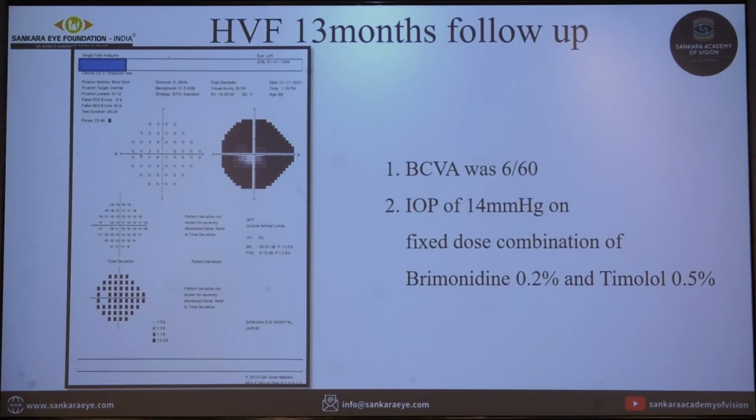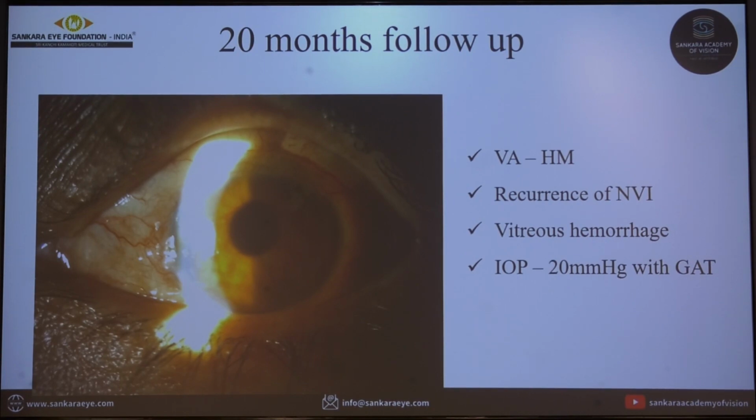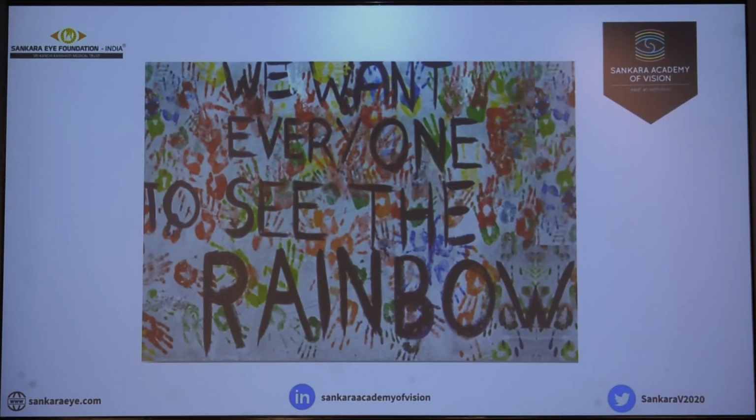The patient followed up for another 13 months, and he was noted to have a best corrected visual acuity of 6/60 and an intraocular pressure of 14 on brimonidine and timolol combination, and this was his visual field that we got. However, this patient again followed up recently last month with a visual acuity of hand movement, and we could see recurrence of this neovascularization along with vitreous hemorrhage. However, the intraocular pressure remained 20 millimeters of mercury with applanation.